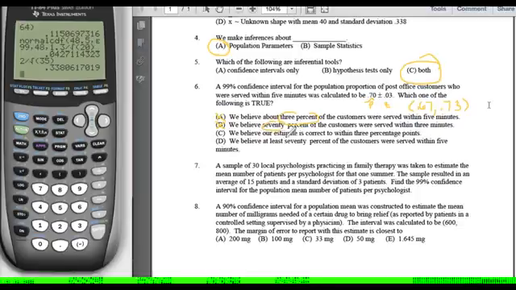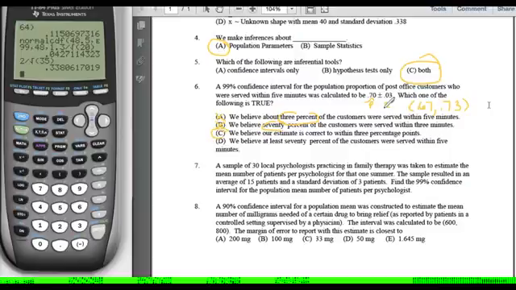C says we believe our estimate, which is our p hat 0.70, is correct to within 3 percentage points. That is a correct statement. We think, well, our sample proportion was 70%. We know it could be a little bit higher. It could be a little bit lower. How much higher or how much lower could it be? It could be 0.03 or 3%.